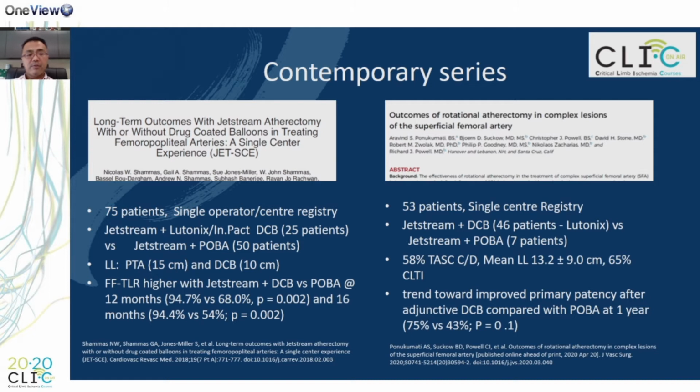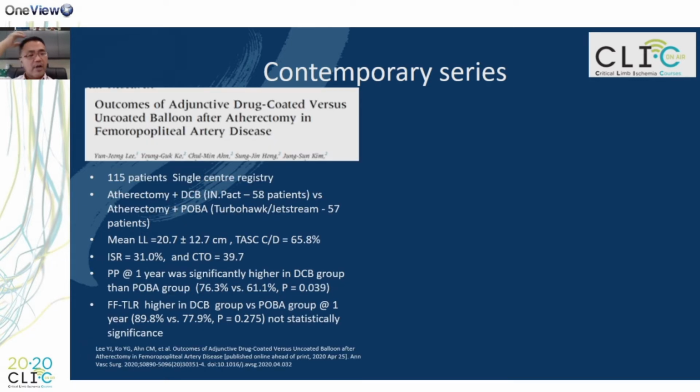Some contemporary series we do have of long-term outcomes of atherectomy. This is a JET SCE study with a single operator, single center, which eventually showed a lower TLR rate. Some with Jetstream as well. We had a Jetstream and DCB registry in a French, sorry, it was a series. It was collected. It seemed to show improved patency after adjunctive DCB compared to POBA. Next slide, please. And another registry out of Korea also seemed to show some similar benefits, a significant difference in terms of patency between a DCB and a POBA arm. Next slide.